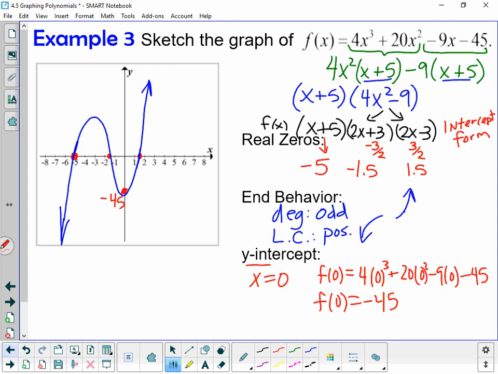This is a degree 3 function. We have this theorem, the fundamental theorem of algebra, that tells us it has 3 roots. These ones happen to be 3 real roots.